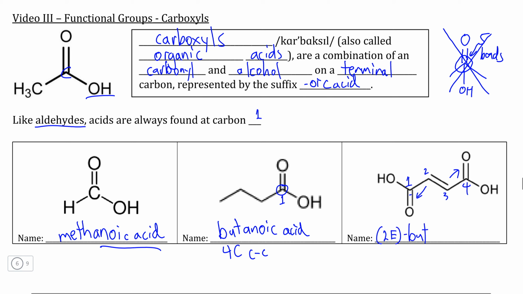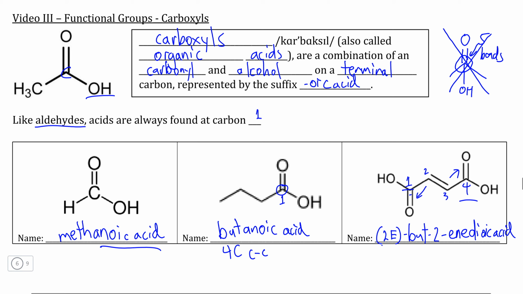And it has 4 carbons, so we designate it with the prefix but, and the double bond is in location 2, so we would simply call this 2E butene dioic acid, because once again, the acid functional groups need to fall on the first and last carbons, so identifying the location number for these would be redundant.